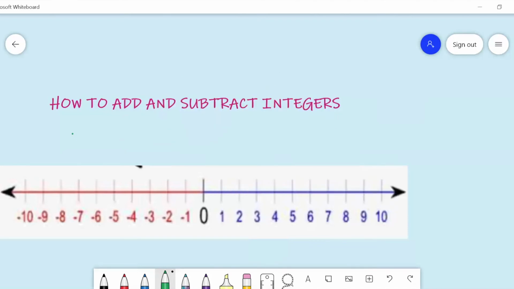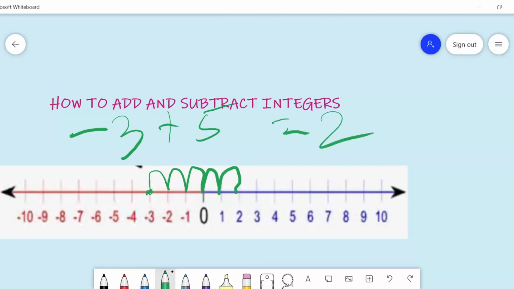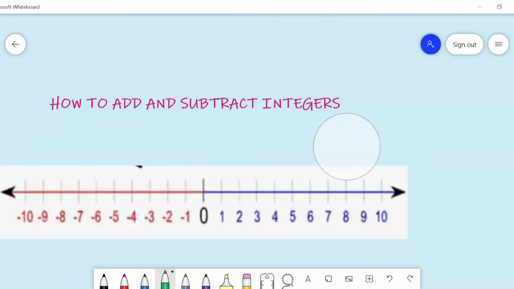So let's take another example. Let's take a negative number. How do we add a negative number? We take -3 plus 5. First we will do -3 and go 5 steps to the right. 1, 2, 3, 4, and 5. So 2 is our answer. This equals 2.